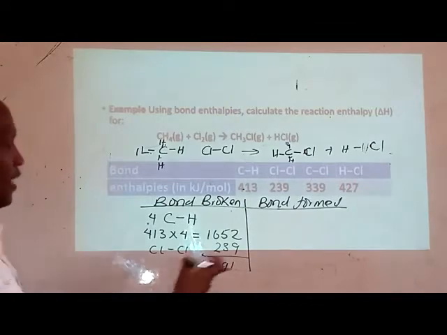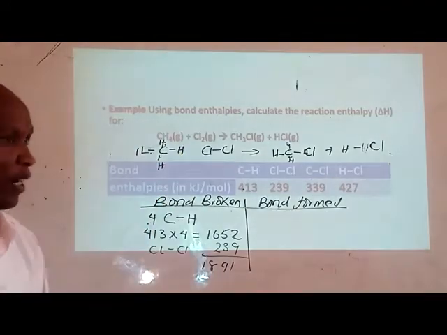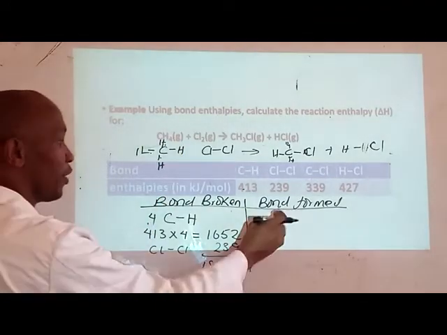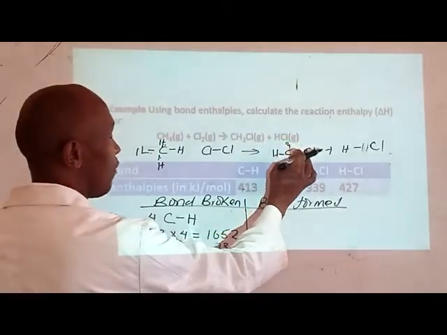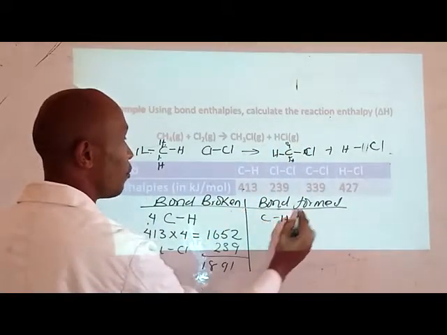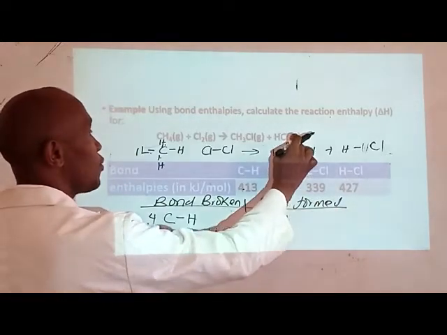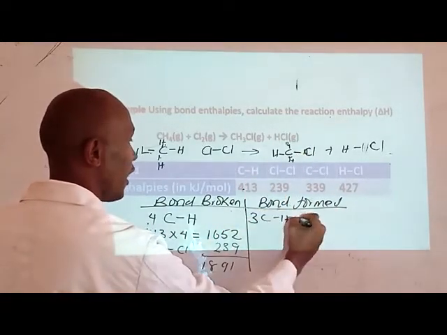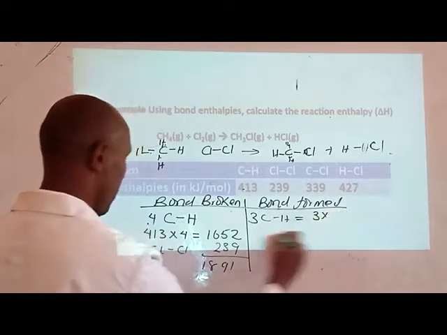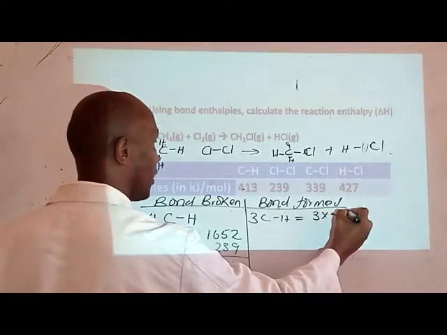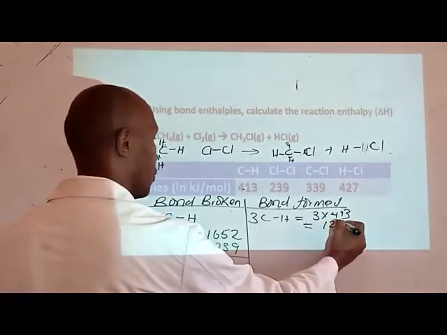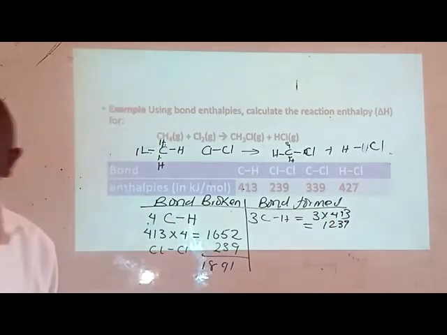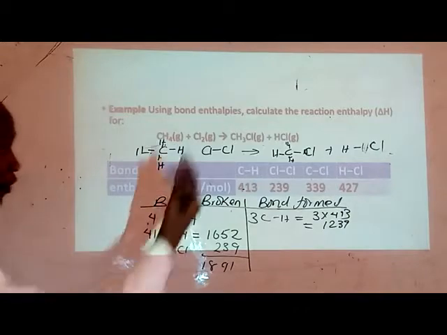I can write a positive there. I don't want to go in that direction. What bonds am I forming? Now, I'm forming a carbon to hydrogen bond. How many of them? 1, 2, 3. That is equal to 3 times, again, 413, which is equal to 1239 kilojoules for the 4 of them.